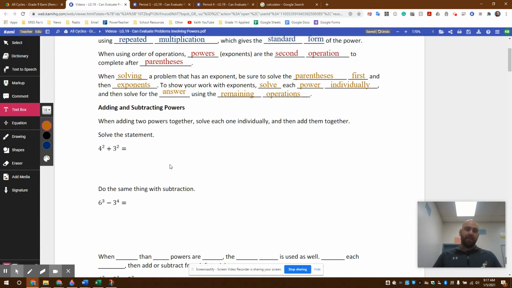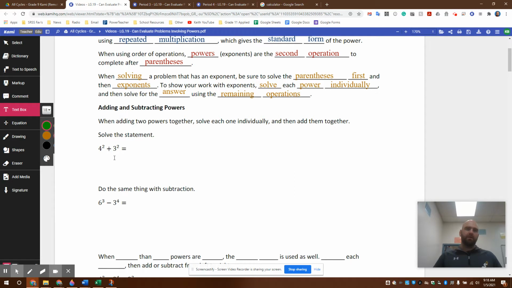So let's take a look at adding and subtracting powers. How do we do that? When adding two powers together, we're going to solve each one individually first, and then we're going to add them together. So let's solve this statement right here. We have 4 squared and 3 squared. You'll notice that there are two powers. In this case, we have the 4 squared first, and then we have the 3 squared after. Those two powers need to be solved first.